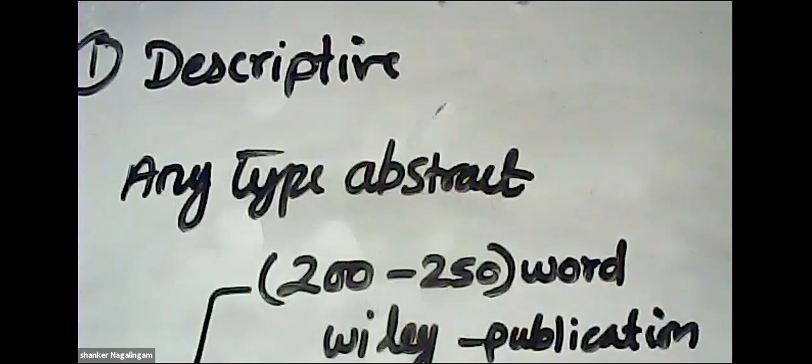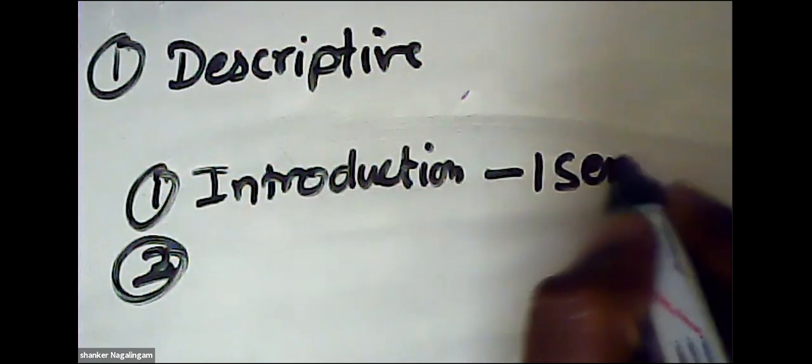Once again I will go to the descriptive abstract. The descriptive abstract will contain an introduction, which is the first sentence or the first 2 sentences. It may be according to your wish. You can make it 2 sentences or 1 sentence. Think like that, this is the first sentence.